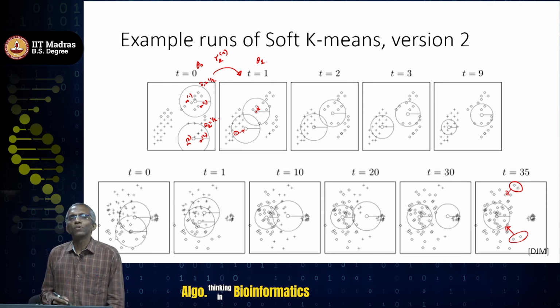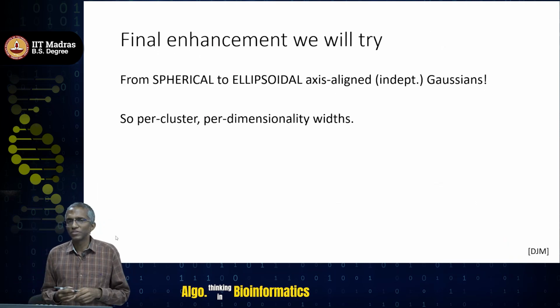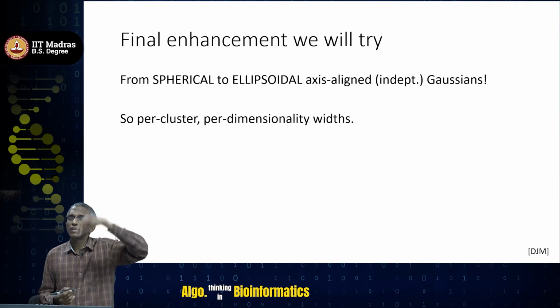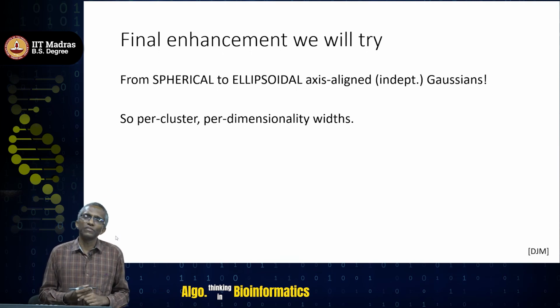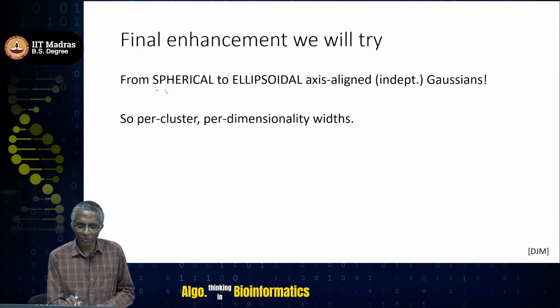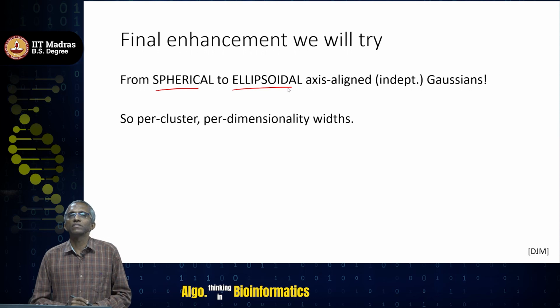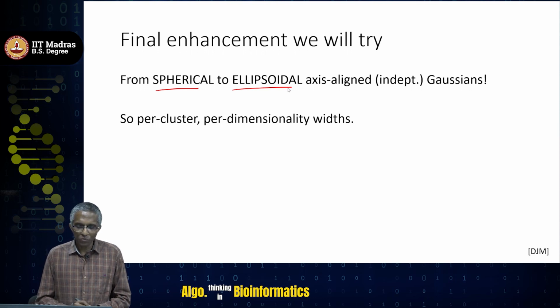Okay. In order to fix the narrow and large, right, so the narrow vertical clusters, this lozenges data set, we are going to try a final enhancement, and that final enhancement is going to change our spherical Gaussians to ellipsoidal axis aligned Gaussians. Okay. And what do I mean by that?